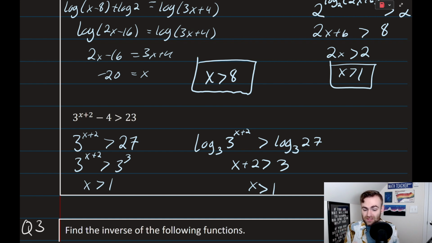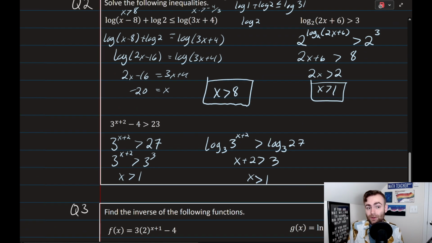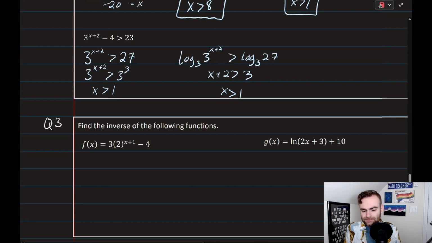Please just make sure it works. Please think about all the steps you're taking. Don't take them mindlessly. So that is inequalities, and they're not bad. They just take a little bit more thinking than we might be used to for blindly solving equations, but they're not bad. Last but not least is inverses, finding inverses.